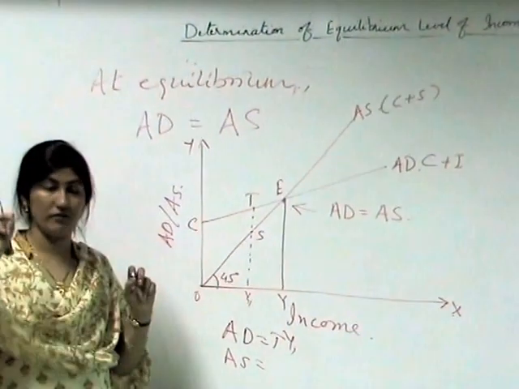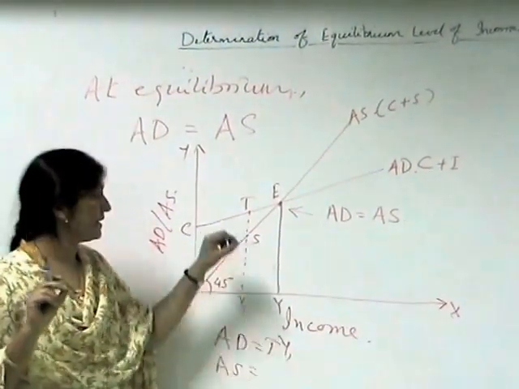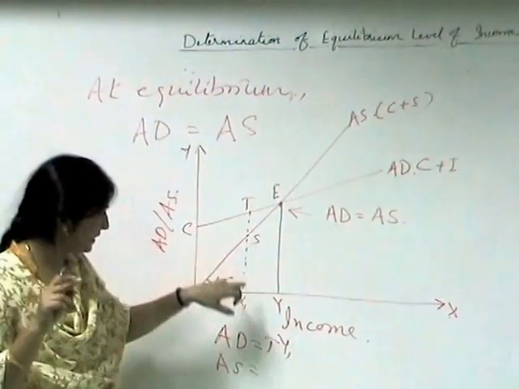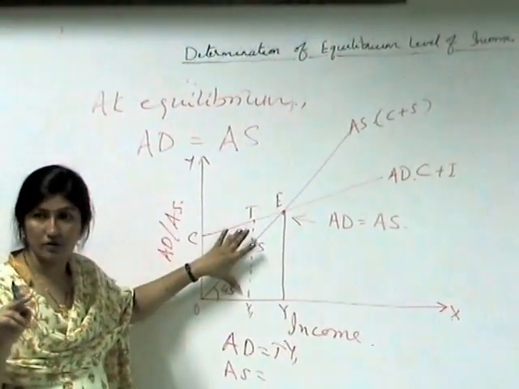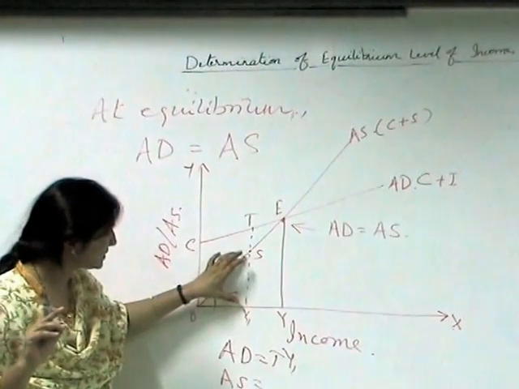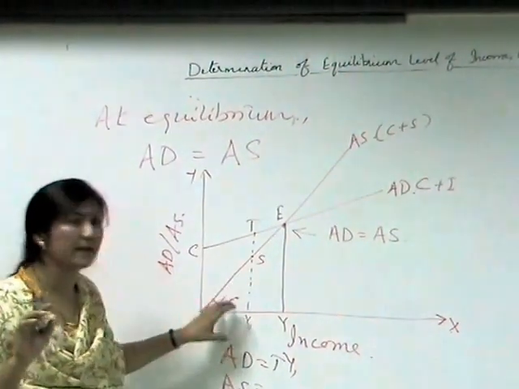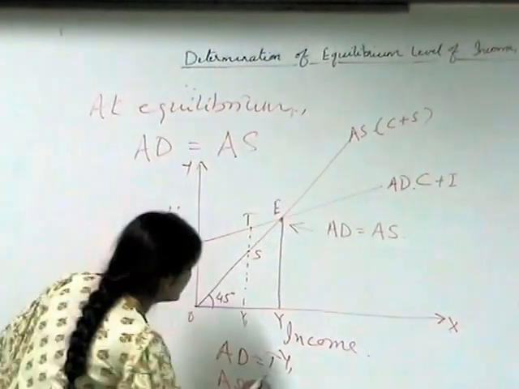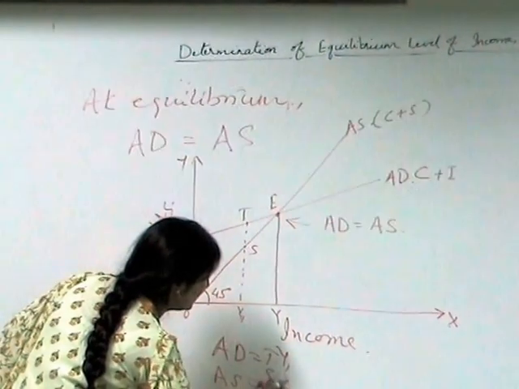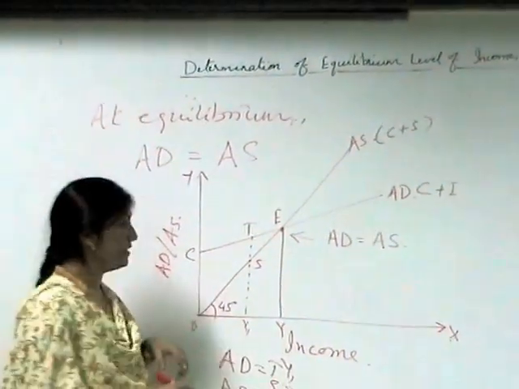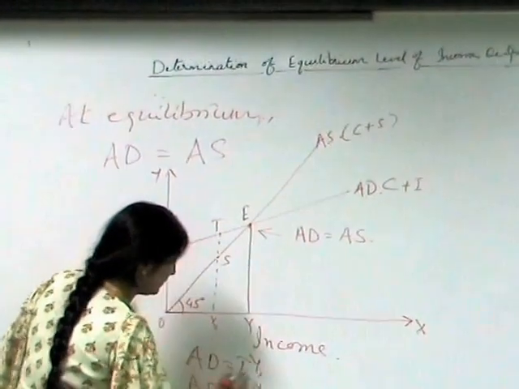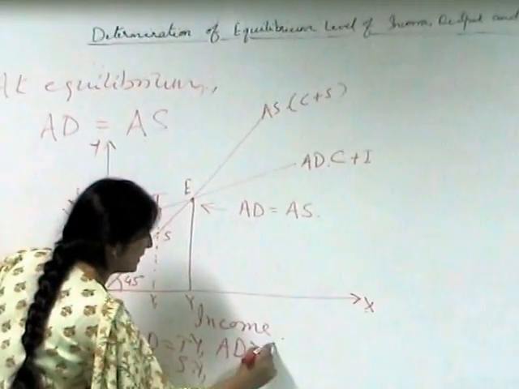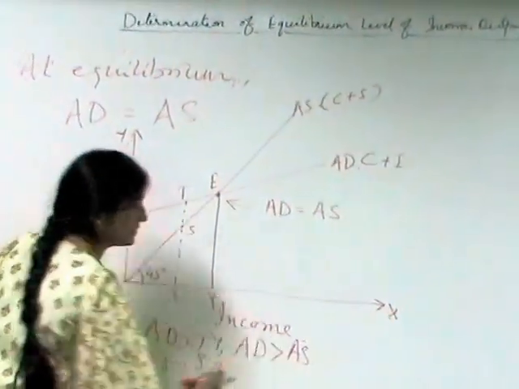See, for any point when you are drawing a perpendicular, the distance of that curve till the x-axis gives you that much amount of aggregate demand, and then where it is touching the supply curve, that distance gives us aggregate supply. Now what is happening? It is S Y1. This is clear? Which is greater? So AD is greater than AS.